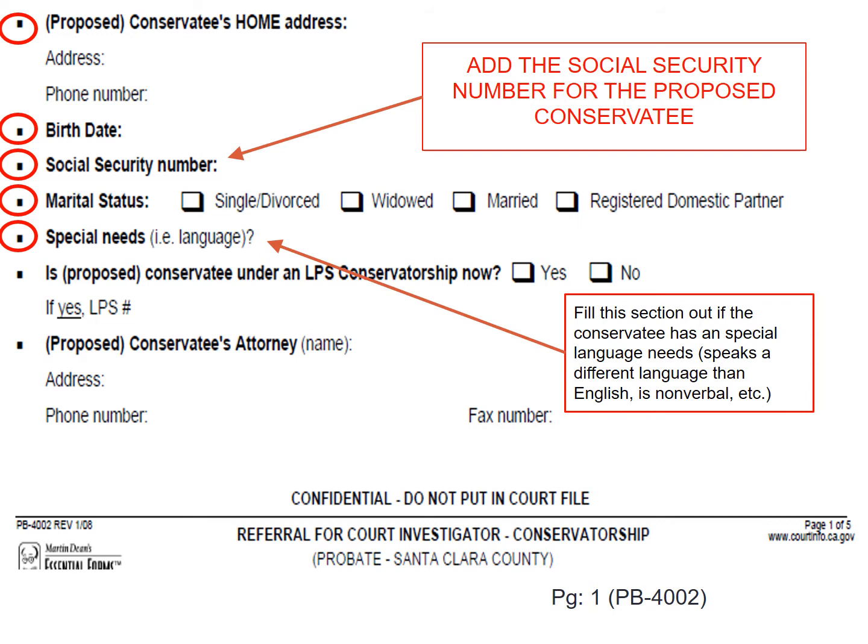The question that says, special needs, for example, language, is basically asking what the investigator should expect if they talk to the conservatee. For example, if the conservatee is nonverbal or only speaks a language other than English, that is what you can write here.